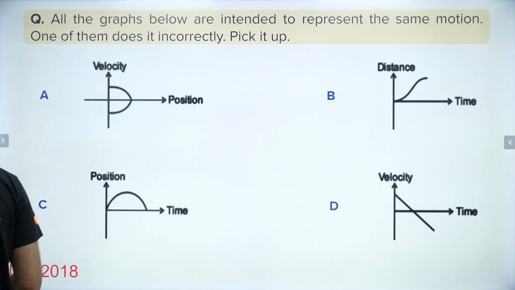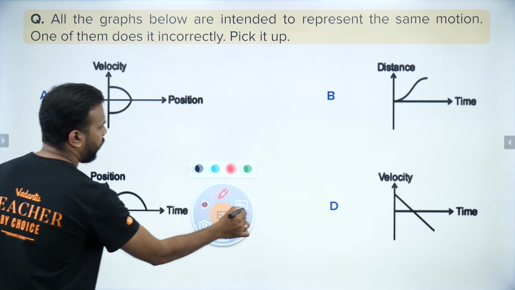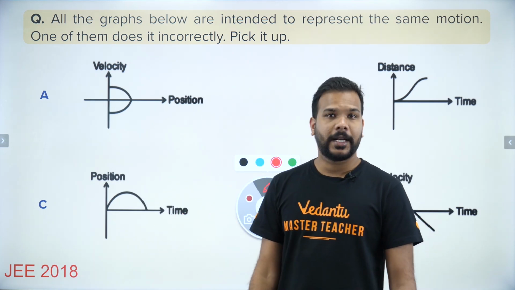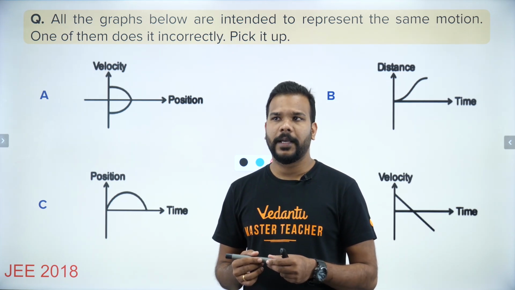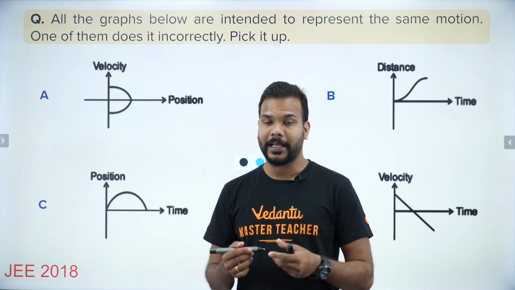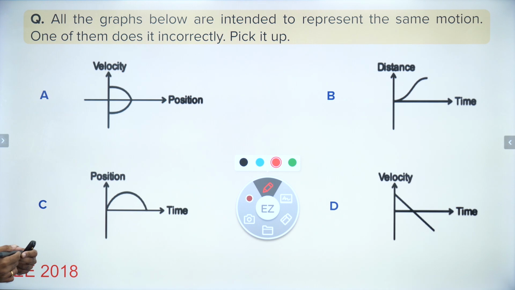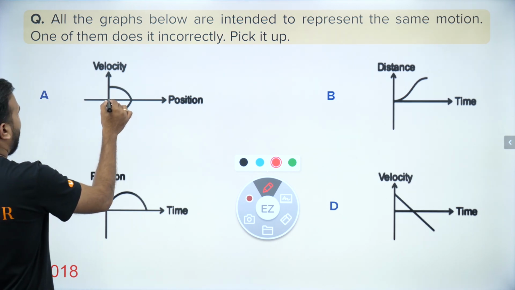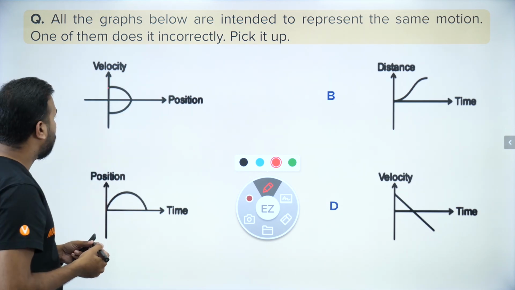Okay, now a question from graphs. Guys, have a look at the graphs here. Question says that all the graphs which are given below are intended to represent the same motion, and one of them does it incorrectly. So we have to pick that up. Let's go one by one and try to see how these graphs are representing the same motion and which of them is the odd one out. So guys, when we pick up the first graph, what you see here is that this is a velocity position graph, so it can come back to the y-axis again.